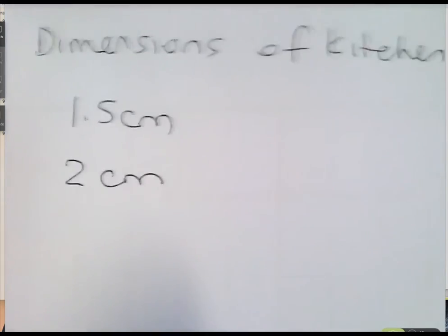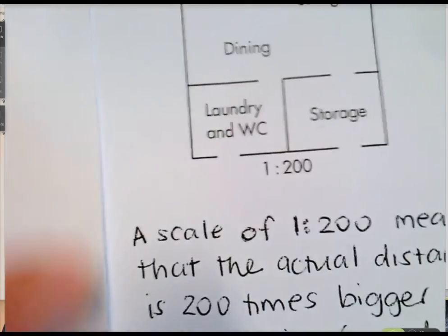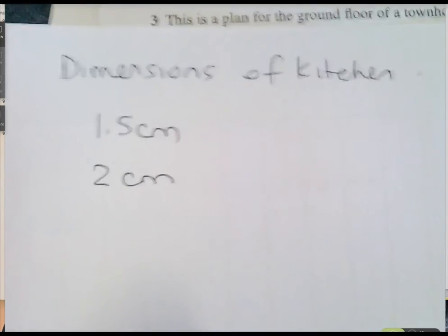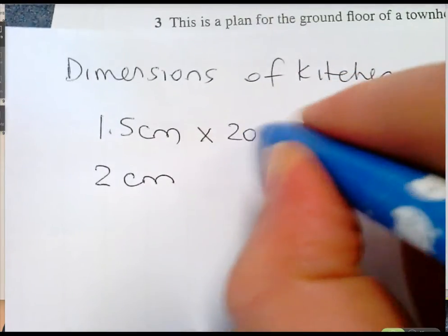Girls, you know that's not the real dimensions of the kitchen. Let's look at the scale on the map. It's 1:200. What do I do with these numbers? So I times them by 200. Do you get that, girls?